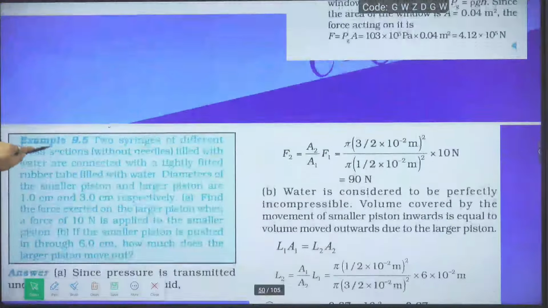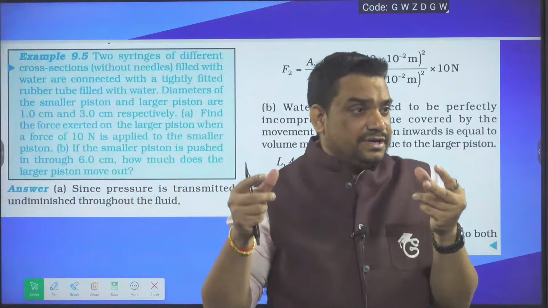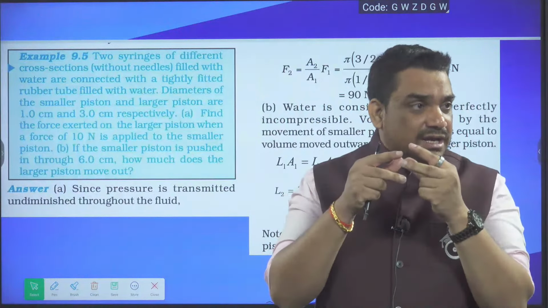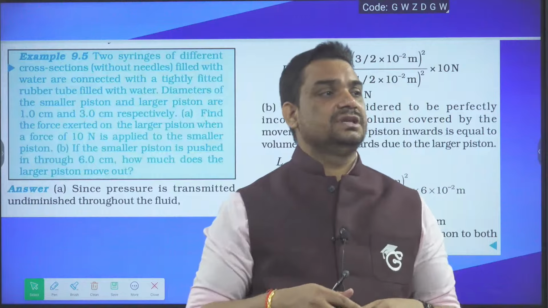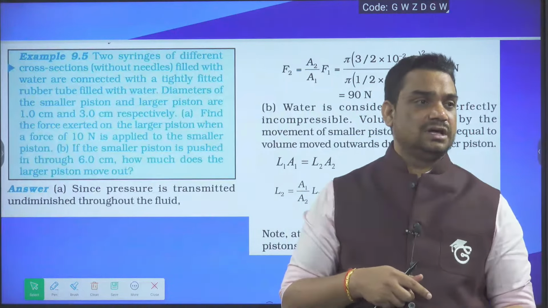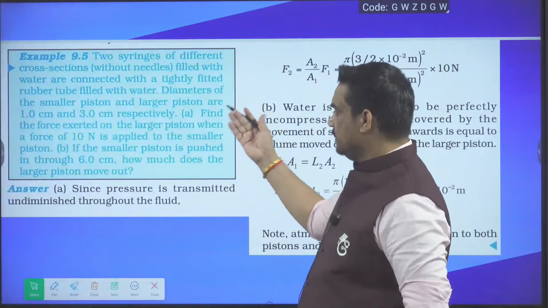Now we have the next question. Two syringes of different cross section, filled with water, are connected with a tightly fitted rubber tube with water. The diameters of the small piston and large piston are given as 1 and 3. Now find the force exerted on the large one. So you can say pressure remains the same here. This is from Pascal actually.